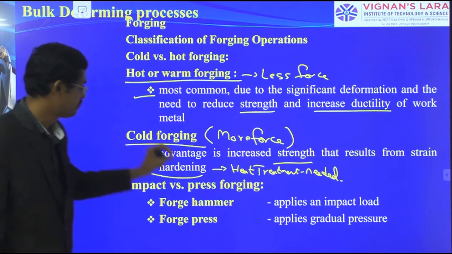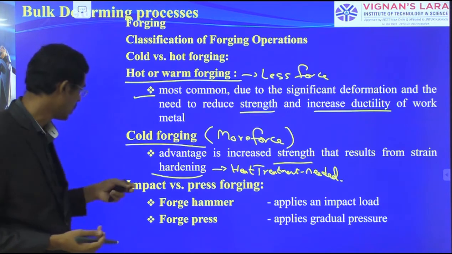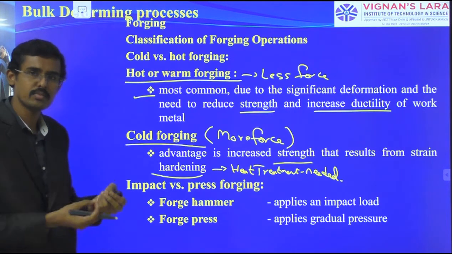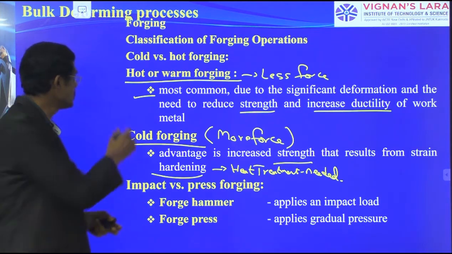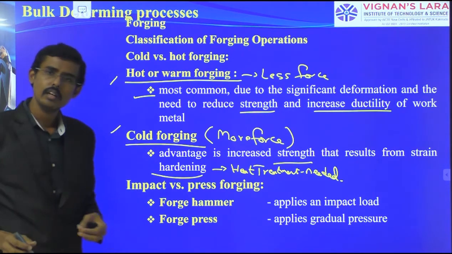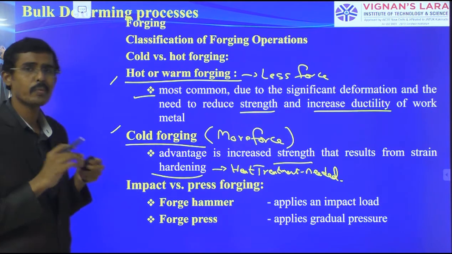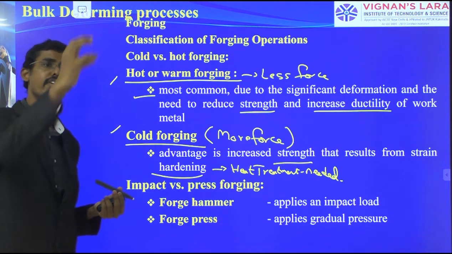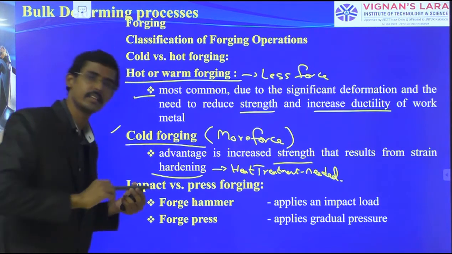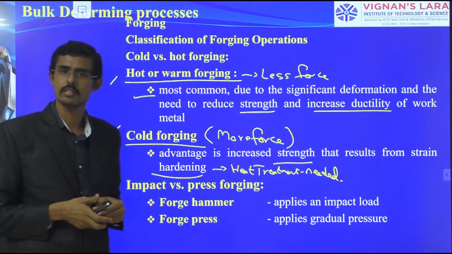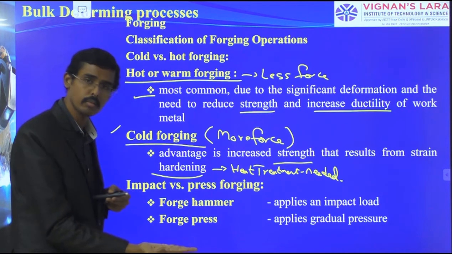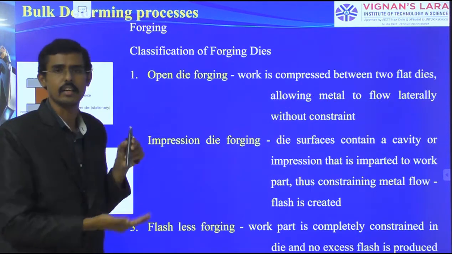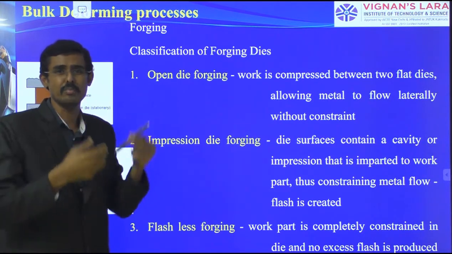Right. Impact versus press forging. Other than hot forging and cold forging, this is about the category of how we are pressing. Forging can take place when a heavy load falls over the object. The object is kept at the bottom and a heavy load is going to fall over there and hit it. That hitting is a forging operation.